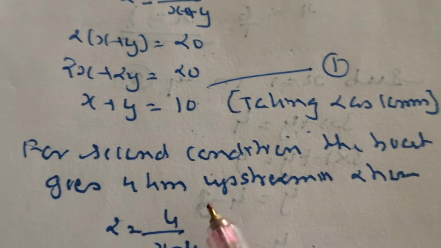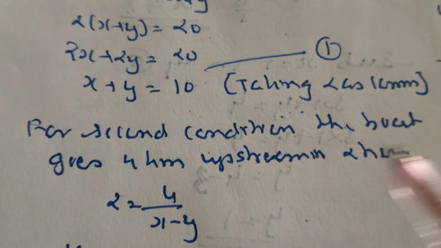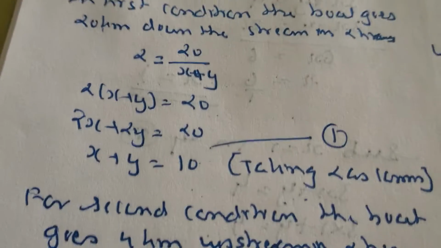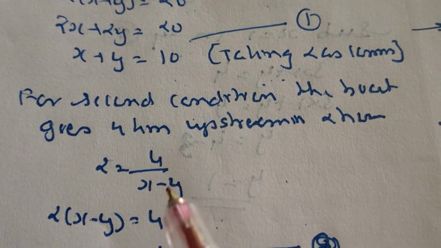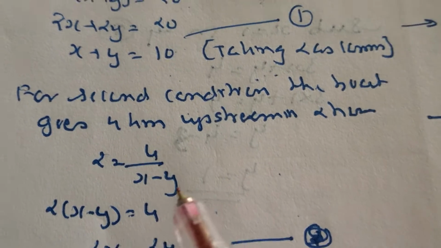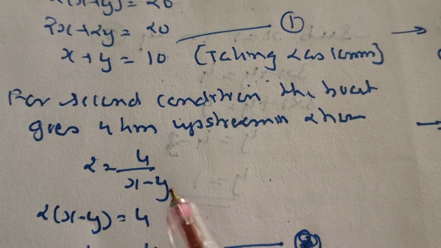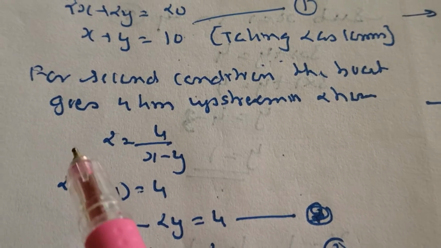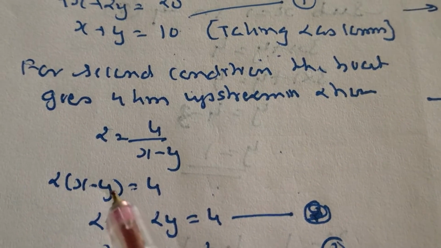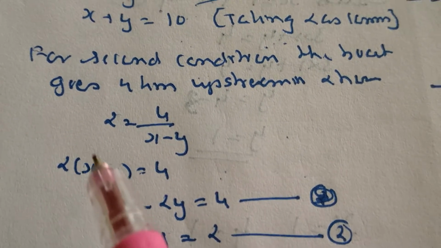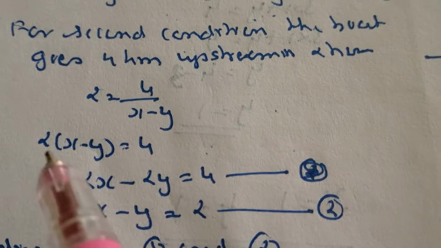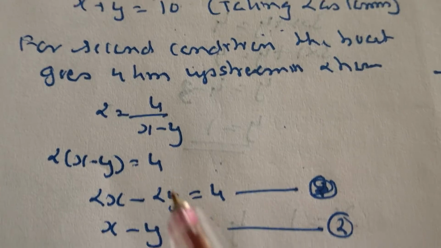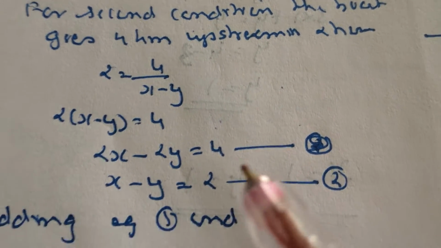For the second condition, the boat goes 4 km upstream in 2 hours. So time is 2 hours, distance is 4 kilometers, and the speed is x minus y because it is going opposite the flow of the stream. Same way, taking it to the left hand side, that becomes 2 into x minus y. Here I have multiplied 2 into x and 2 into y. Instead of that, directly you can take 2 on the left hand side. So x minus y is equal to 2.